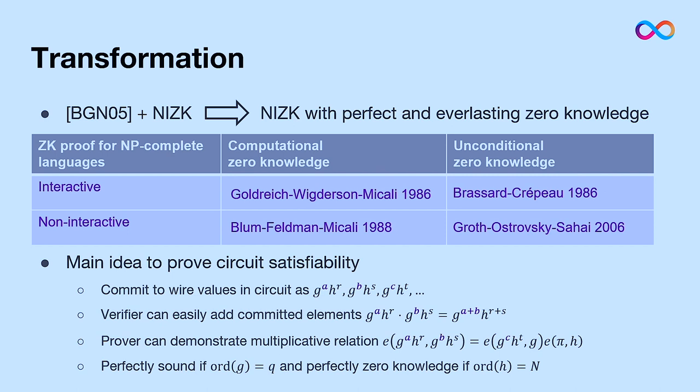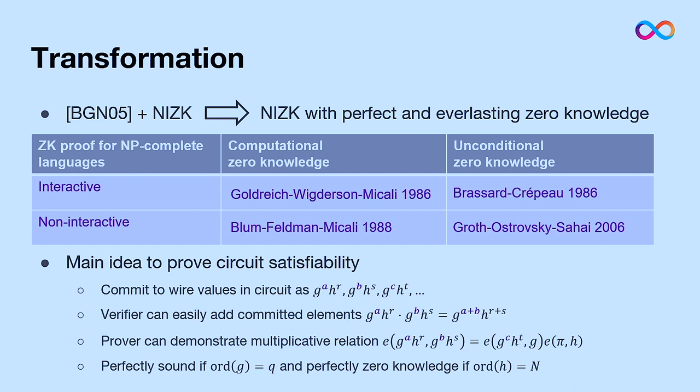Okay, so taking this pairing-based proof and combining that with non-interactive zero knowledge, it turns out you get non-interactive zero knowledge with perfect and everlasting zero knowledge. Okay, so we solved this problem, right? And how do we solve that?